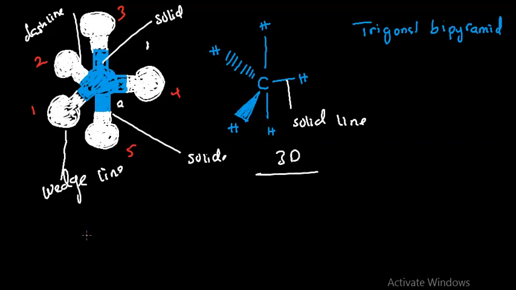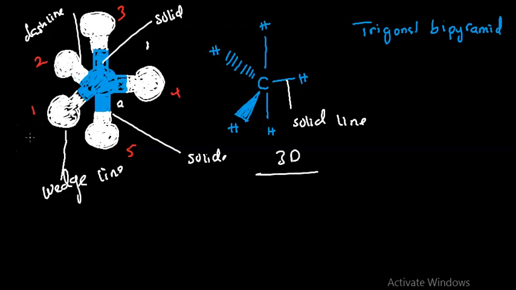But in the case of number 2, number 2 is looking behind, away from me, the viewer. And number 1 is looking towards me. That is why we use the wedge line to represent that. We use the dash line to represent number 2. We use the wedge line to represent number 1.